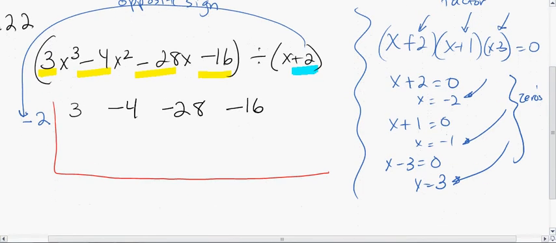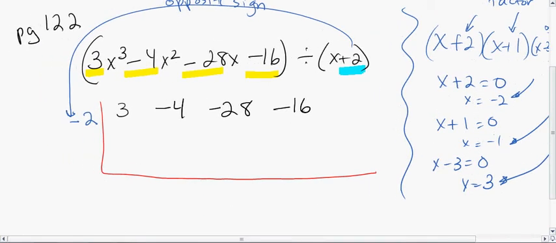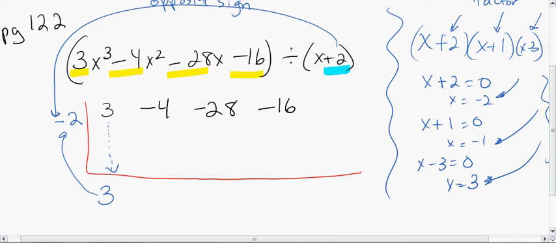Okay, so back to the synthetic division problem here. I now have it all written out, and I am going to bring down my first factor. So I'm going to actually bring down that 3 and write it down. And then I am going to multiply. I'm going to multiply 3 times -2 actually, and I will get a -6. And I'll write that inside the box. So -6. And then I'm going to add them together. -4 plus 6 is -10.